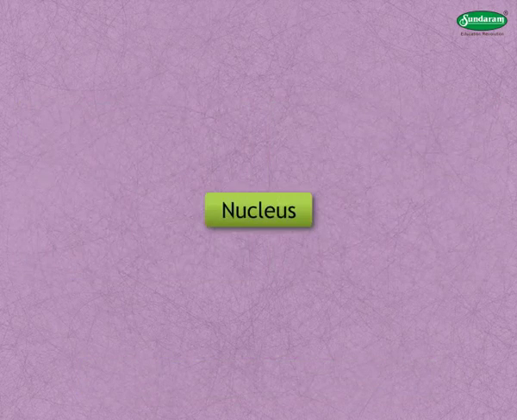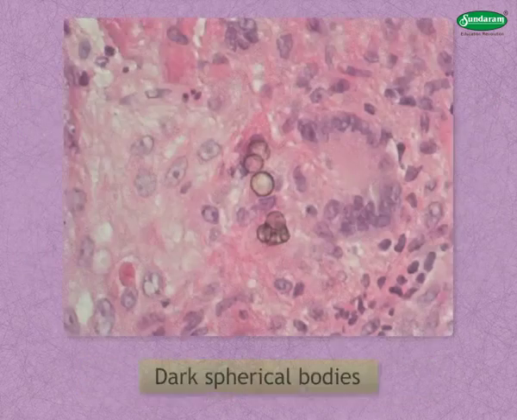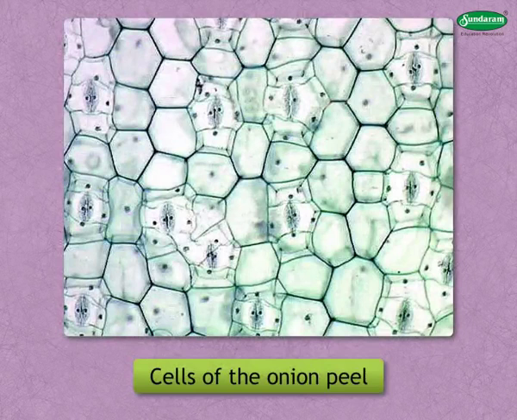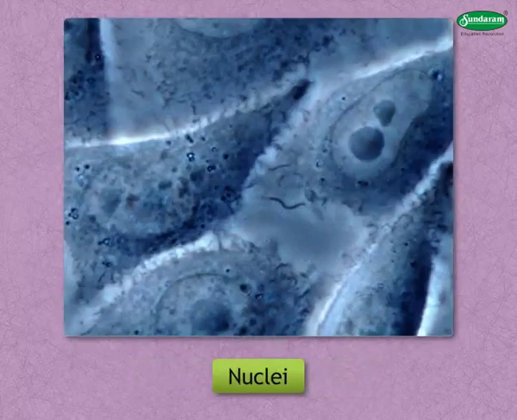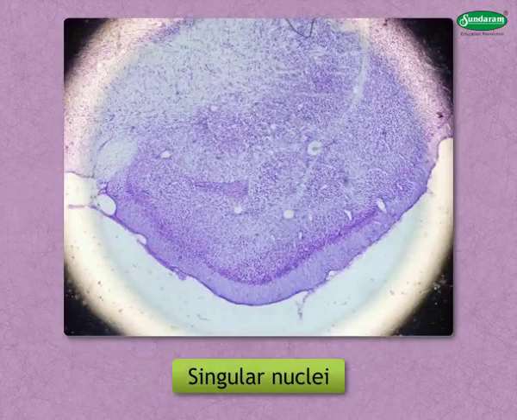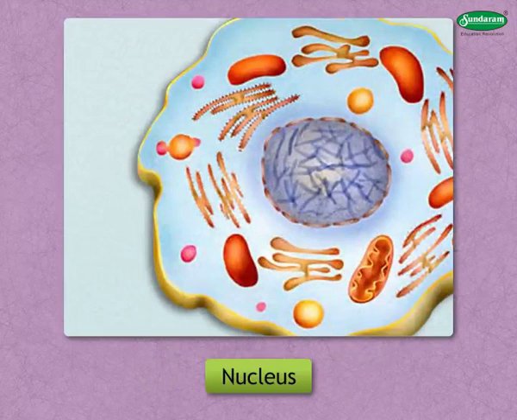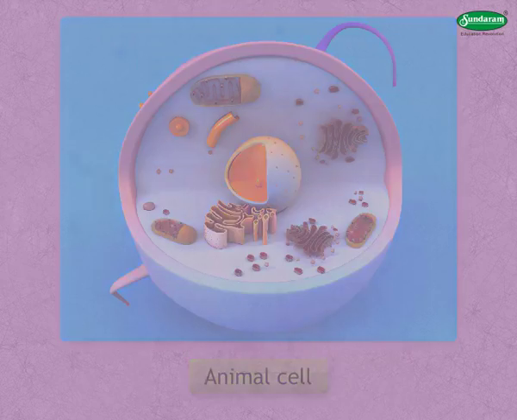Nucleus. Students, do you remember the dark spherical bodies seen under the microscope when you observed the cells of the onion peel stained with iodine? Those structures are called nuclei. The singular form of nuclei is nucleus. Let us now observe the nucleus of an animal cell.